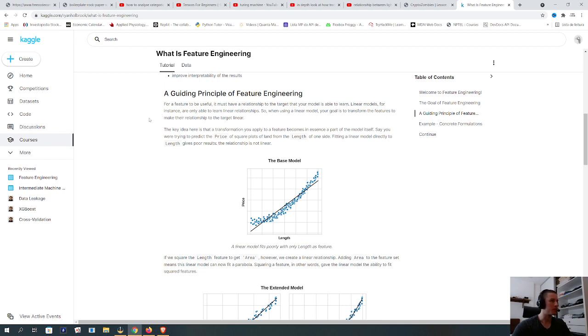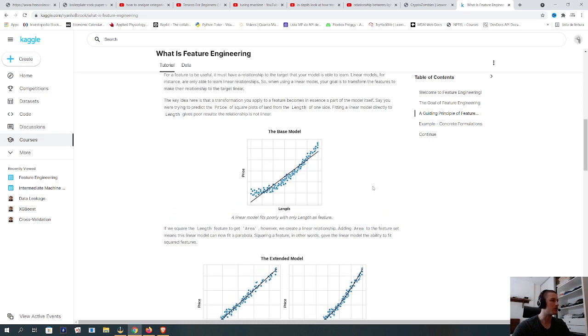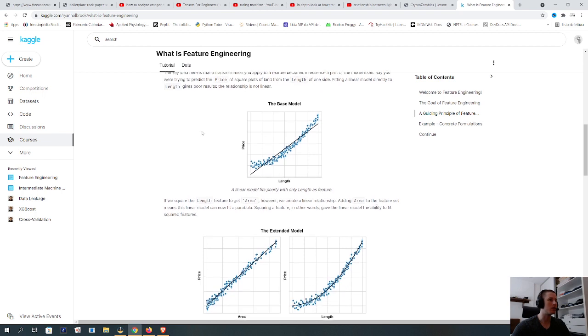A guiding principle of feature engineering: for a feature to be useful, it must have a relationship to the target that your model is able to learn. Linear models, for instance, are only able to learn linear relationships. So when you're using a linear model, your goal is to transform the features to make their relationship to the target linear. The key idea here is that a transformation you apply to a feature becomes, in essence, a part of the model itself. Say you are trying to predict the price of square plots of land from the length of one side. Fitting a linear model directly to the length gives poor results. The relationship is not linear.